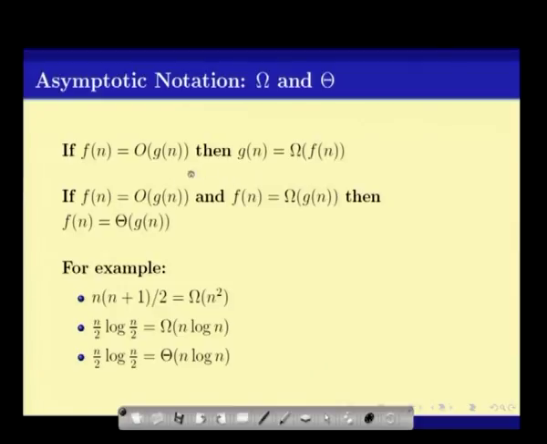We also have a similar notation called omega, which says that it is greater than, or in other words, if f n is O of g n, then g n is omega of f n. So, n into n plus 1 by 2 is omega of n square and so on. Thus n over 2 log n over 2 is omega of n log n, and is also theta of n log n. If something is less than n log n and greater than n log n, it is theta of n log n. So, these are just notations for looking at the constant factors.